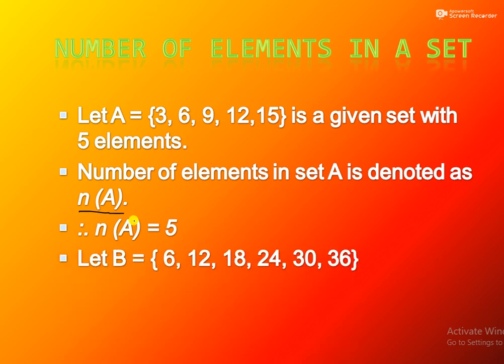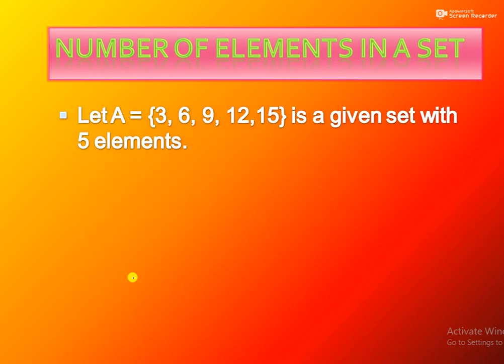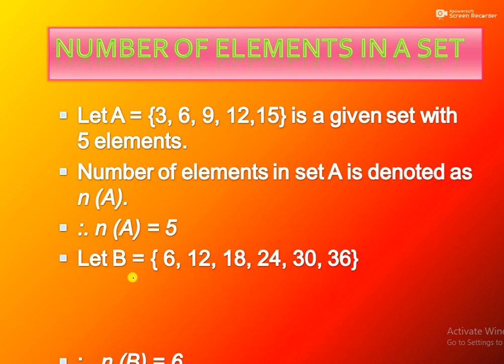Set B is equal to {6, 12, 18, 24, 30, 36}. So student, let us check how many elements there are. There are 1, 2, 3, 4, 5 and 6 elements. So n(B) is equal to 6. So student, we have seen 2 examples of the number of elements.